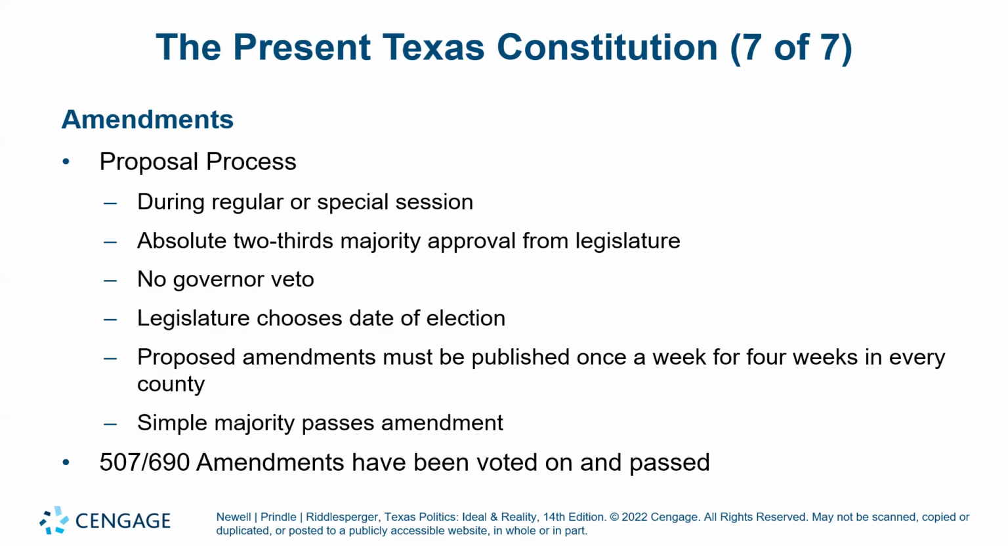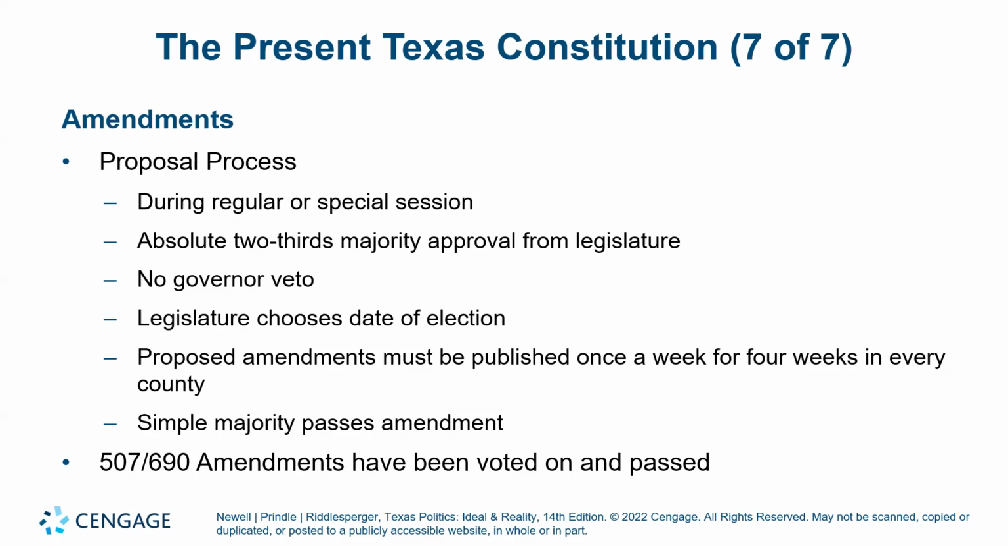Okay, so the amendment process in Texas, this is what it's talking about here. In order to amend the state constitution, this is the process that has to occur. Proposals for amending the constitution can occur in a regular session or in a special session. It needs a 2/3 majority approval from both the state house and the state senate. So both chambers have to vote over 2/3 to propose this amendment to the constitution.